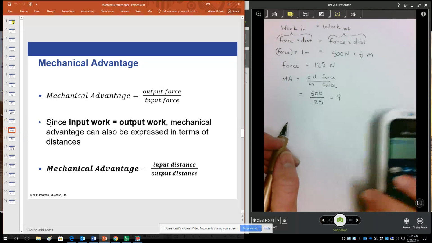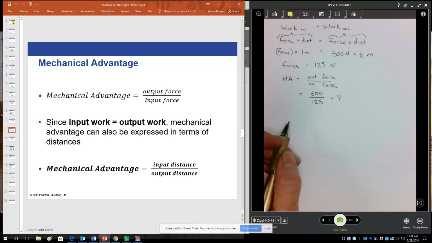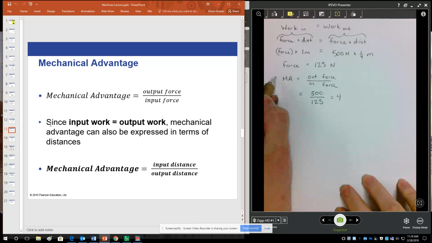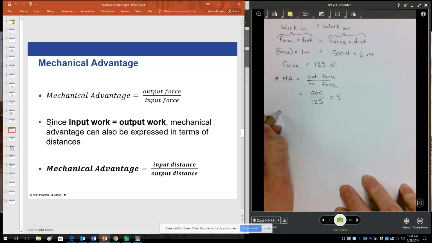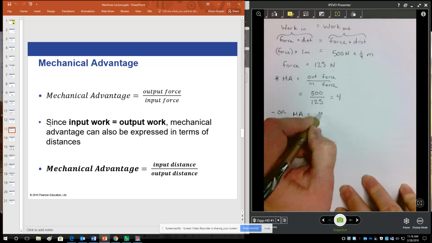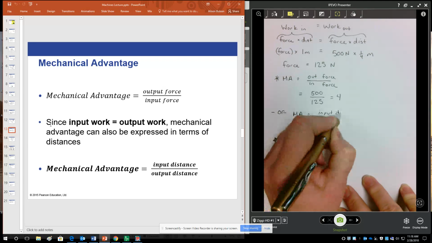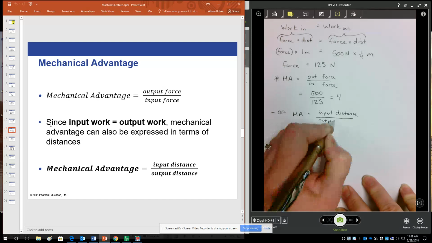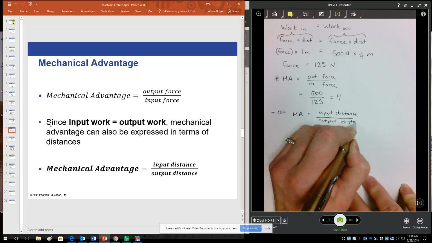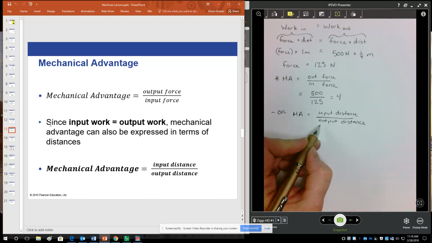Since input work equals output work, mechanical advantage can also be expressed in terms of distances. So sometimes we know about the forces and we say mechanical advantage is output force over input force. We can also say mechanical advantage is equal to input distance divided by output distance. That's convenient if instead of knowing the forces, I know the dimensions of the machine.